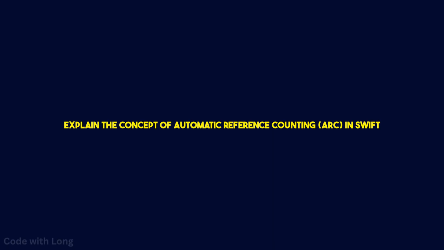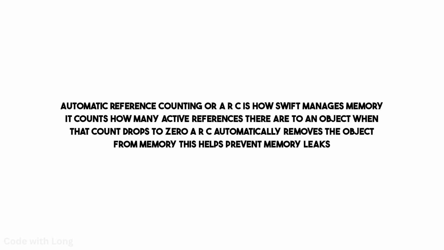Explain the concept of automatic reference counting (ARC) in Swift. Automatic reference counting, or ARC, is how Swift manages memory. It counts how many active references there are to an object. When that count drops to 0, ARC automatically removes the object from memory. This helps prevent memory leaks.